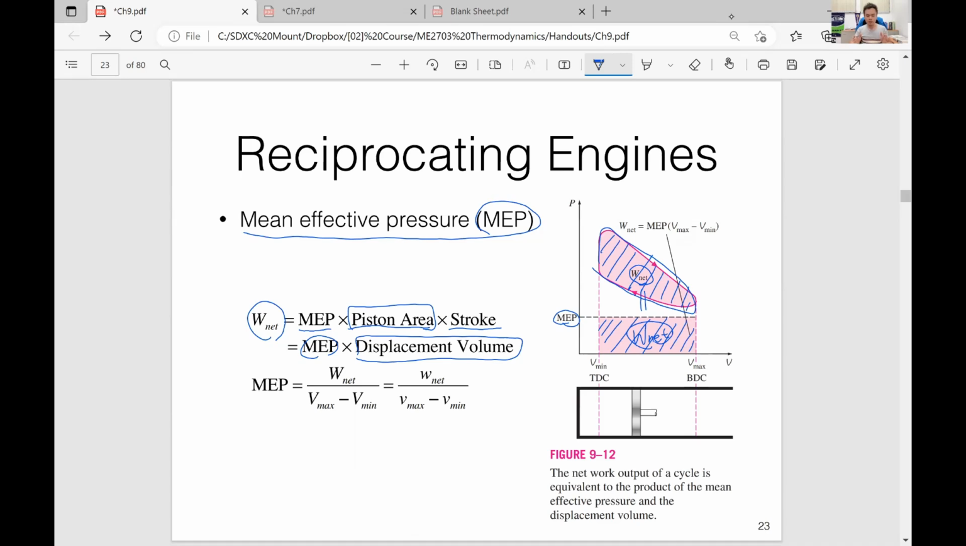So when you know what TDC is and what BDC is, if you want to compare the performance of two equal-size engines, all you need to compare is MEP. Equal size means they have the same displacement volume. As long as the MEP is larger, that means the net work output is larger.